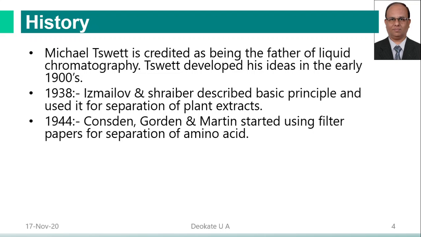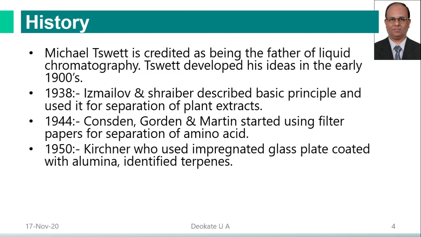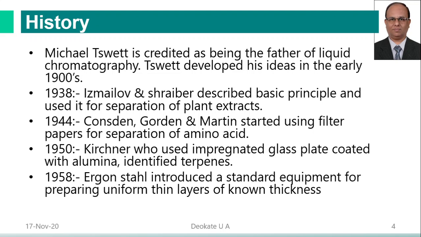In 1944 or 45, Consden, Gordon and Martin started using filter paper for separation of amino acids. In 1950, Kirchner used impregnated glass plates coated with alumina and identified terpenes. In 1958, Egon Stahl, we have this book also, introduced standard equipment for preparing uniform thin layer chromatography plates of uniform thickness.